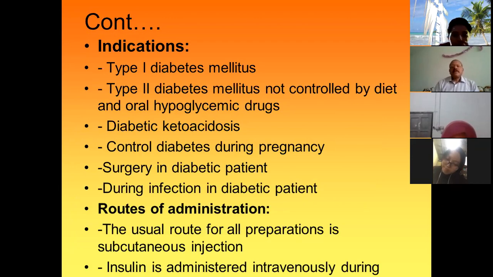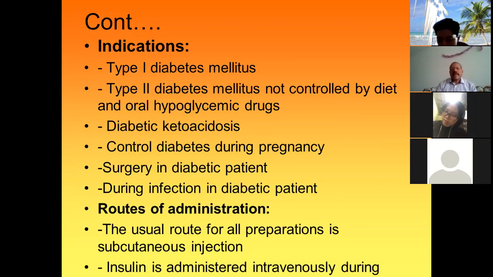The indications for insulin include basically type 1. Type 1 is known as what? Insulin dependent diabetes mellitus, juvenile. Type 1 is dependent only on insulin, not oral hypoglycemics. Type 2 diabetes mellitus also can benefit from insulin if type 2 is not well controlled by diet and by oral hypoglycemic drugs.